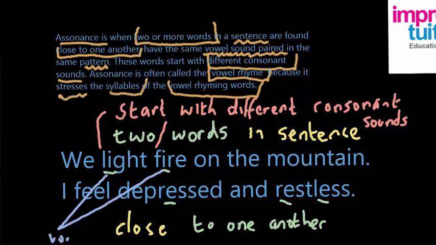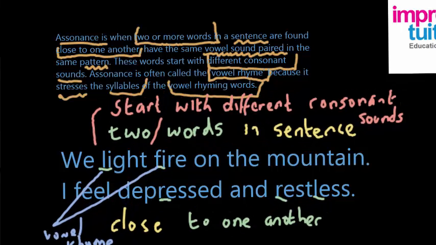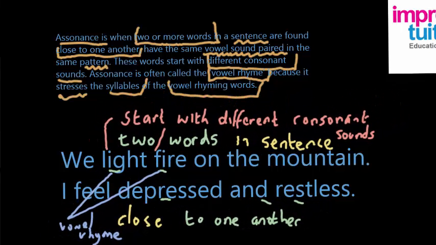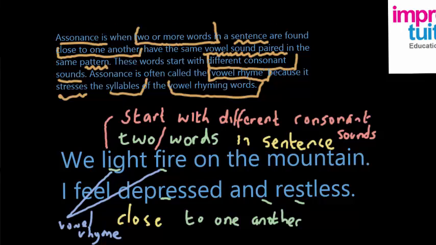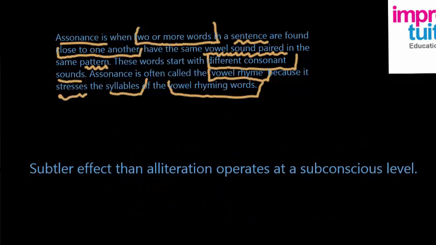Now the internal vowels give a rhyming sound. So it's a vowel rhyme. It has a subtler effect than alliteration and operates at a subconscious level.